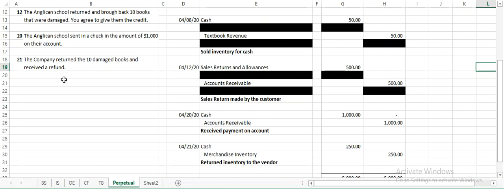On the 21st, it says the company returned the 10 damaged goods and received a refund. So this is an inventory transaction. And so let's look at what's different. What would be different? Cash wouldn't be different because no matter which system is being used, they still receive $250 cash in exchange for the damaged books.